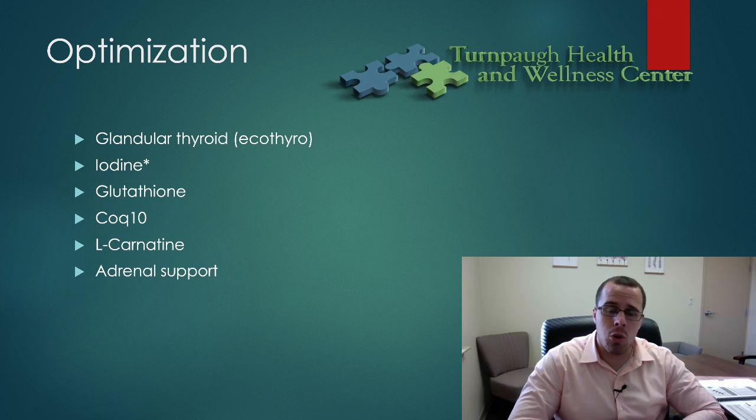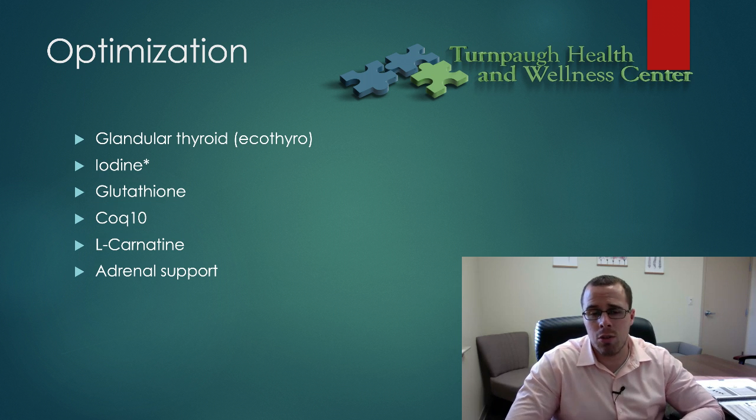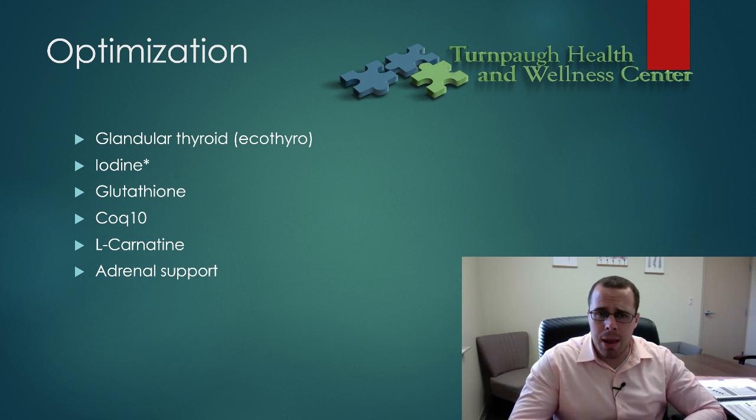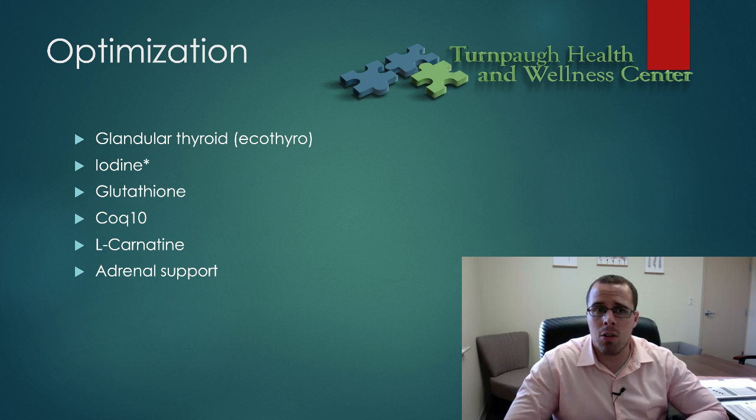Also, we want to make sure we look at your iodine, but I put an asterisk around this because as we increase your iodine, if you do have those thyroid antibodies, iodine can increase those antibodies. So you always want to make sure you monitor that. And then making sure we can use glutathione, CoQ10, L-carnitine. These are things that help to increase the function of the thyroid.